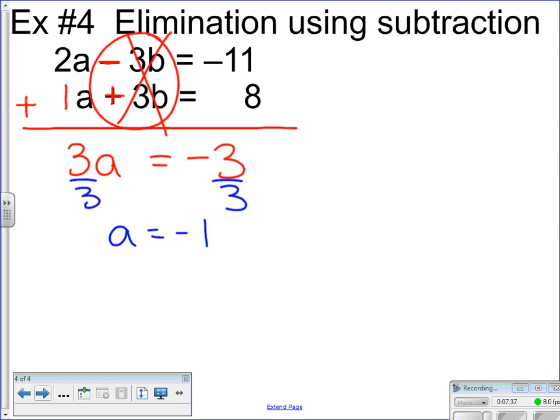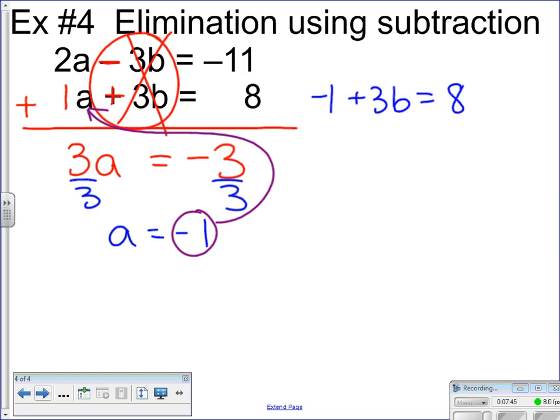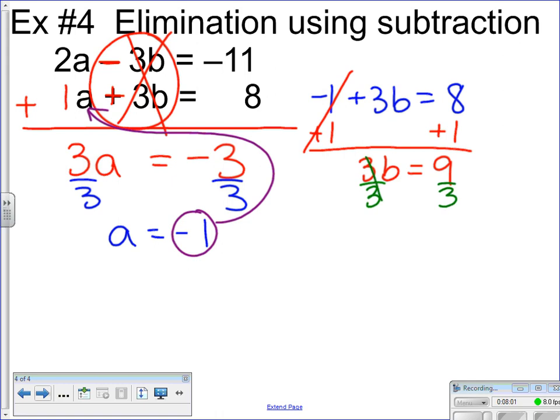And then take that negative 1, plug it in. Negative 1 plus 3b equals 8, plugging it into the second equation. We've got a simple two-step problem. Make that negative 1 disappear by adding 1 to both sides. Gives you 3b equals 9. Get rid of that 3 in front of the b with division, and b equals 3.